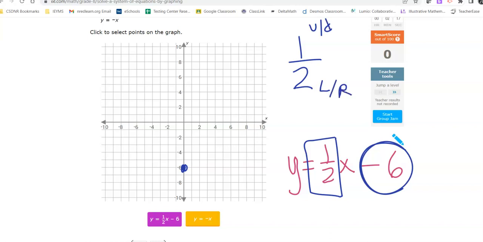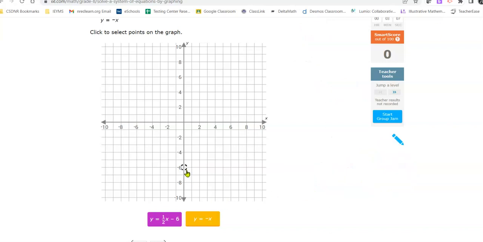For us, 1 is positive, so that's up. For the denominator, 2 is positive, so that's right. When we click with our mouse on this dot here, our next click will be 1 up and 2 to the right, and it will draw the line for us. So I'm going to start by clicking my mouse on -6, and then moving up 1 and 2 to the right, and clicking again. That is the purple line for y equals 1/2 x minus 6.